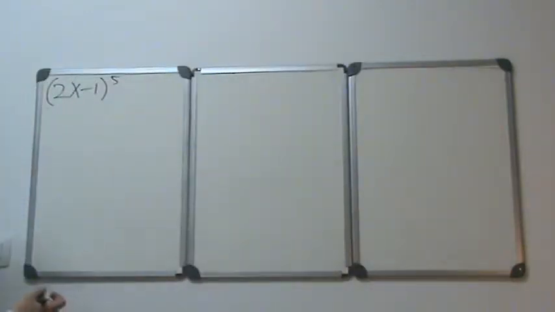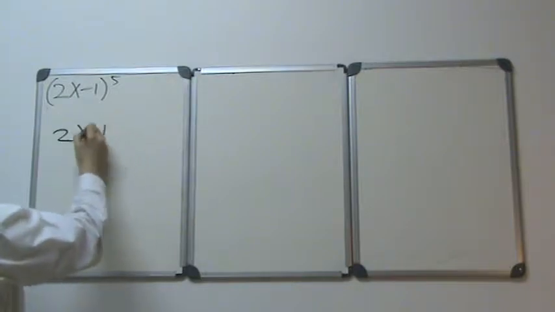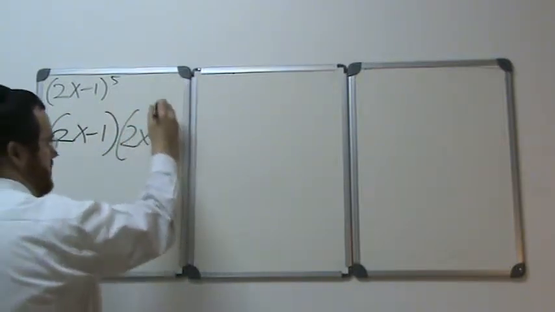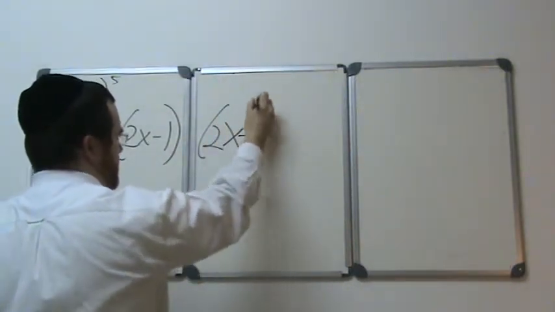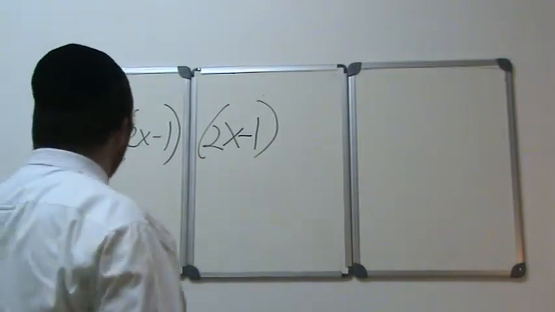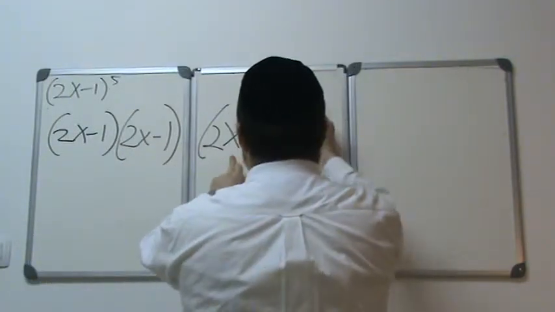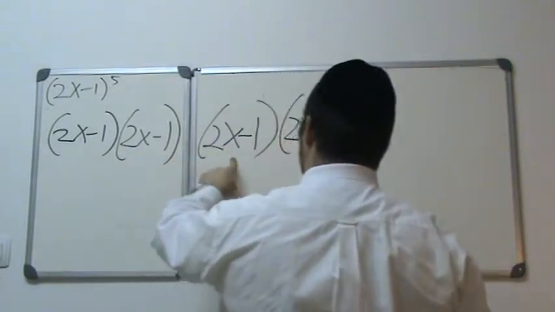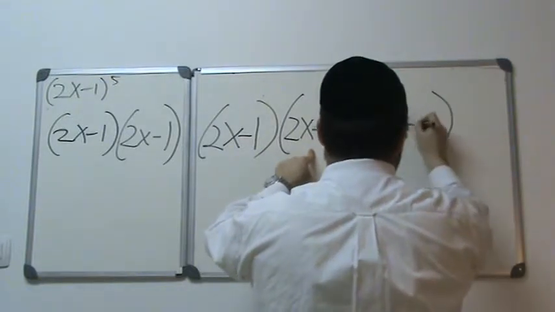2x minus 1 to the fifth power is the same thing as 2x minus 1 times 2x minus 1. Remember, this is not a binomial expansion. This is the old way that we used to do. 2x minus 1 times 2x minus 1 times 2x minus 1 times 2x minus 1. So that's 1 time, 2 times, 3 times, 4 times, and one more time, times 2x minus 1.